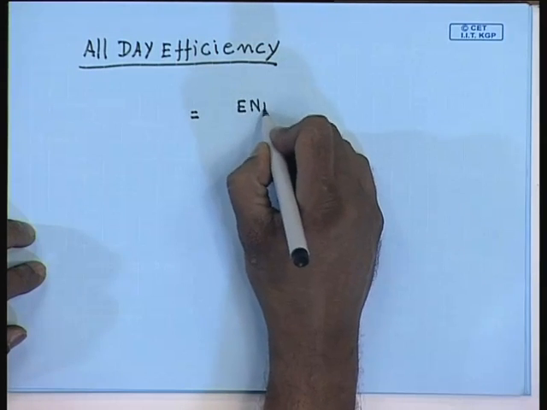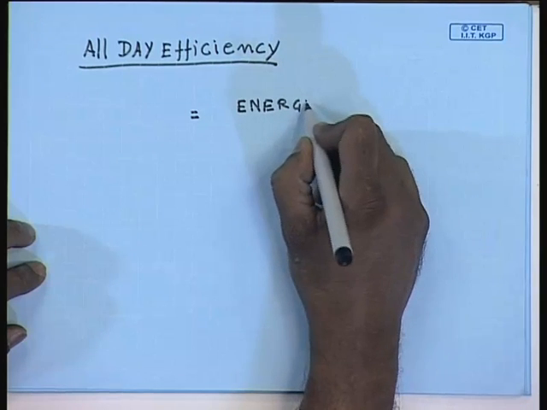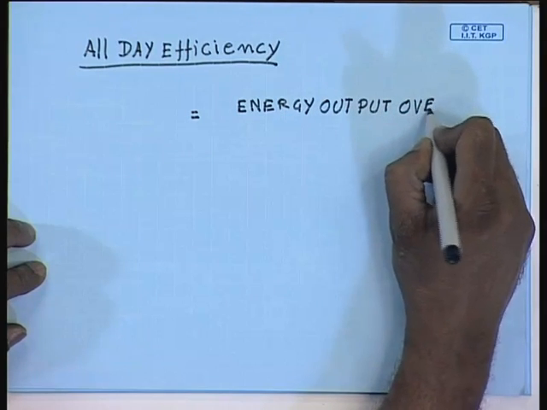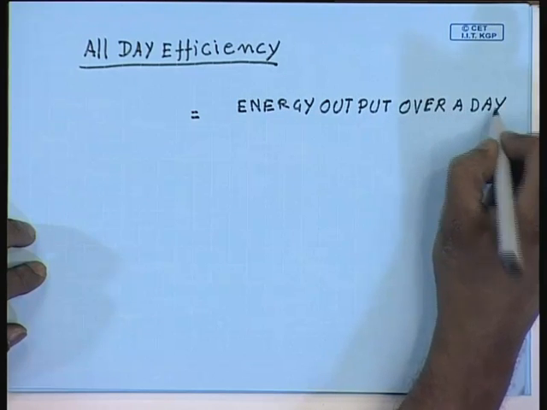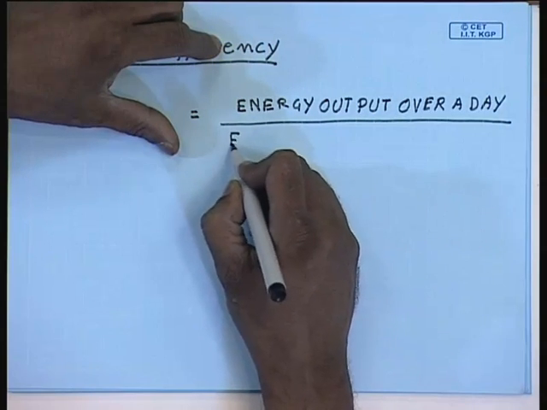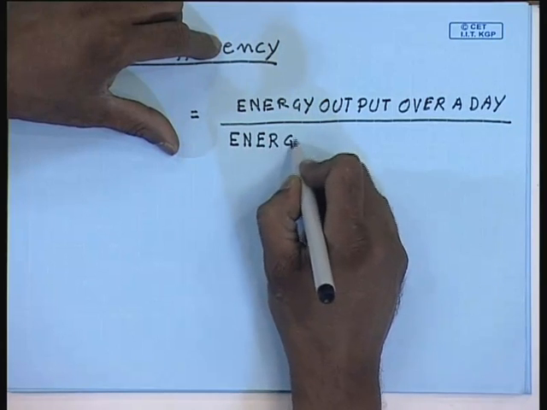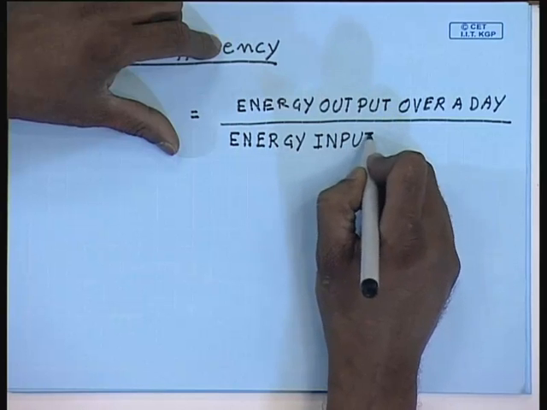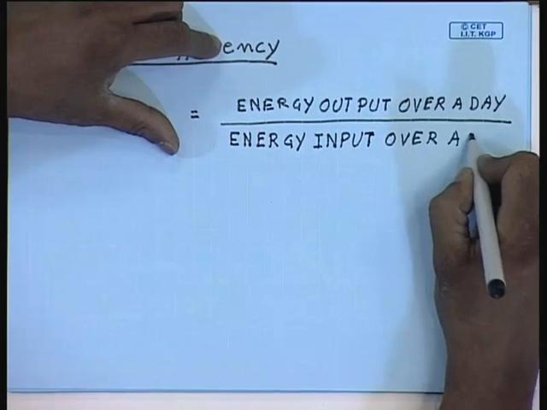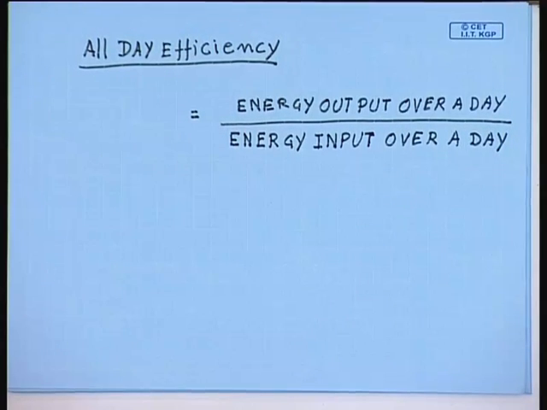This is defined as energy output of the transformer over a day divided by energy input to the transformer over the day. Now, had the transformer been uniformly loaded over the day, then this all-day efficiency would have been same as the efficiency of the transformer at a given load. However, it is not so.